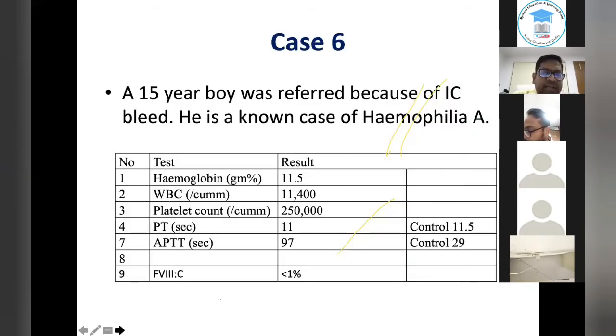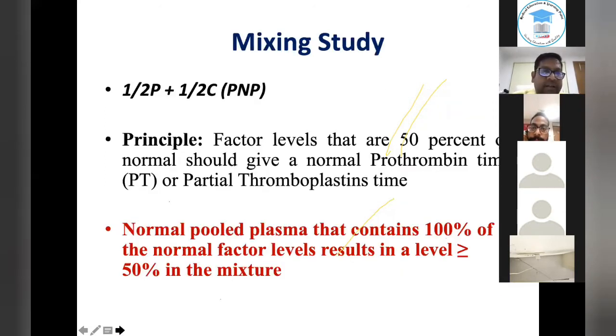Coming to the sixth case, a 15-year-old boy referred for an intracranial bleed. He is a known case of hemophilia A. As usual, you have done an APTT, which is prolonged. Factor level is less than 1%. What next? So as I have told, a mixing study.